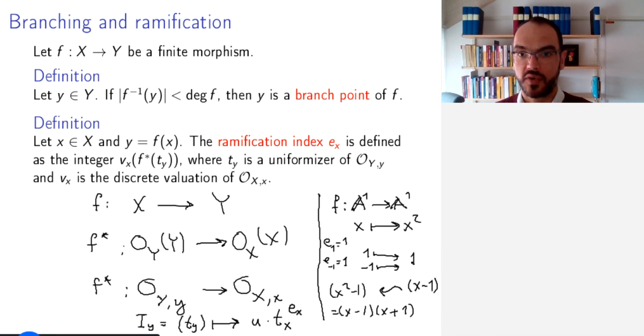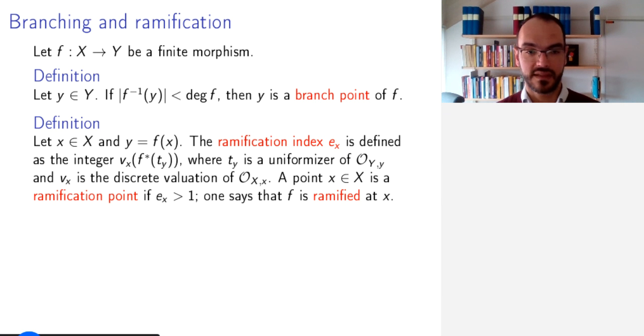Whereas if I do this with the point 0, then the ideal at 0, which is x, goes to x squared. And x squared has valuation 2 at 0. So there is ramification at this point 0. So this is what this is all about. And so I want this e_x to be 1. That means that there is no ramification going on. And so I say that there is ramification or branching going on if e_x is greater than 1. And then I call x a ramification point, and I say that F is ramified at x.